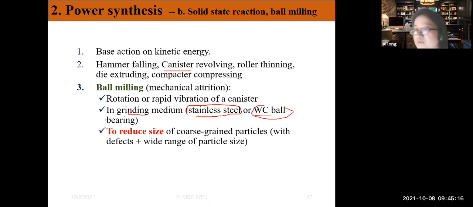The purpose of ball milling is to reduce the size of the coarse-grained particles, because your starting particles may be too big or too non-uniform. We can use ball milling to reduce the defects. At the very beginning the particle size may have large variations, maybe some 100 microns, some maybe 1 micron. So you need to crush them so that everything is about 1 micron to 10 microns, something like this. These are the purposes of ball milling.